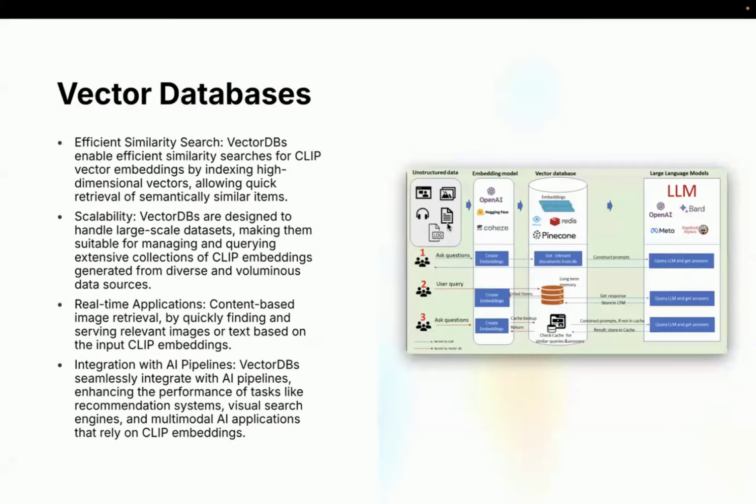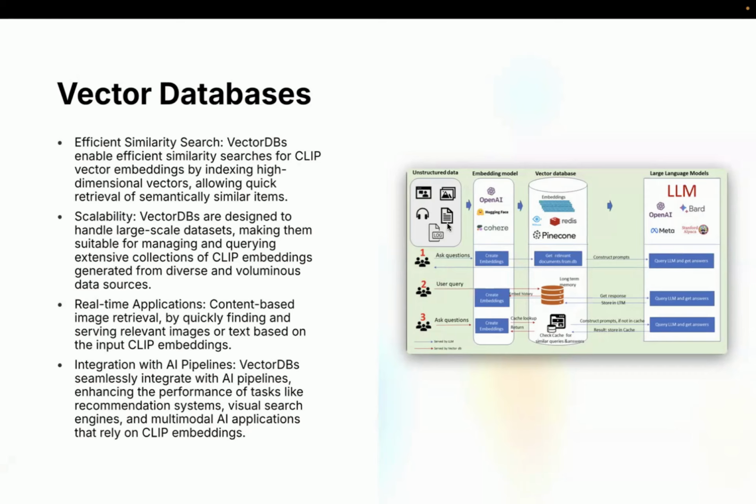We can take those CLIP embeddings and we can also store them within a vector database. So a vector database is extremely useful in terms of allowing for efficient similarity searches, where we can enable efficient similarity search by indexing high dimensional vectors, allowing quick retrieval of semantically similar items. It's also very scalable. So vector DBs are designed to handle large scale data sets, making them suitable for managing and querying extensive collections of CLIP embeddings generated from diverse and voluminous data sources.